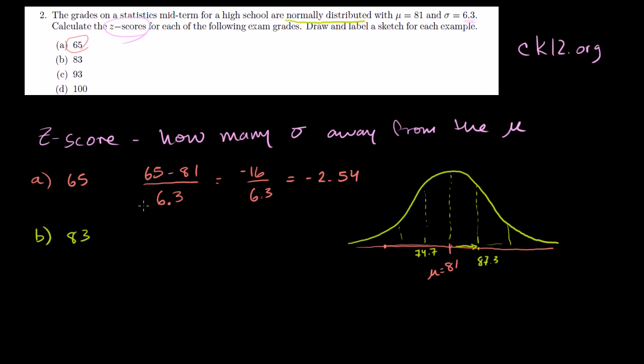83. How far is it away from the mean? Well, it's 83 minus 81. It's 2 grades above the mean. But we want it in terms of standard deviations.